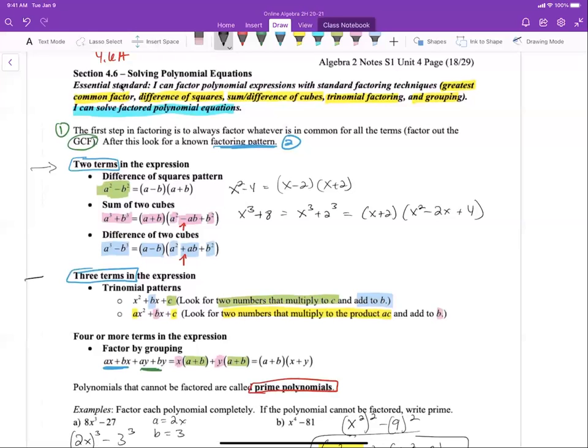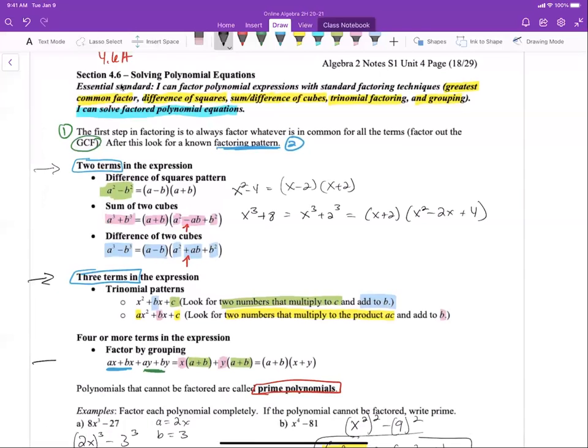And then 3 terms, we have practiced that before with a 1 as the coefficient in front of our x squared term, or with a value a, an integer in front of x squared. Okay, and then the factor by grouping. So if you have 4 terms, then we're going to factor by grouping, and the goal is to create in parentheses an expression that is identical to one another, so you can then factor that out. Okay, so we're looking for patterns. That is the way we factor these types of polynomials.